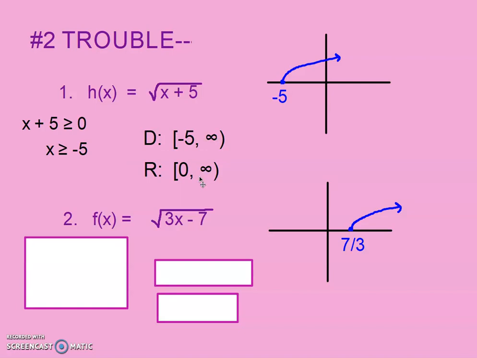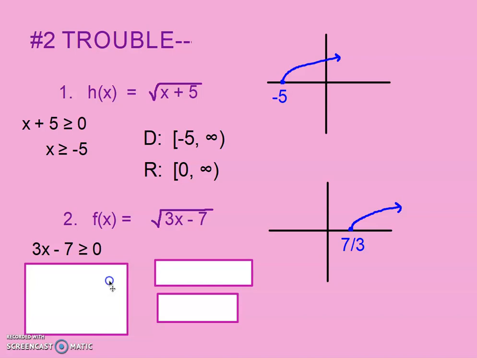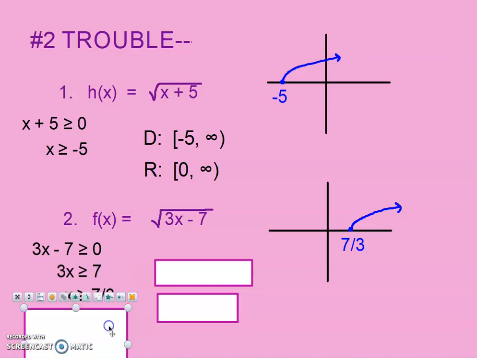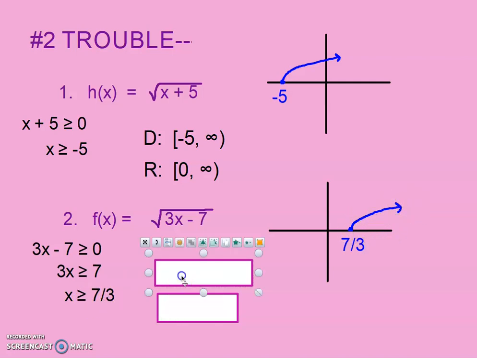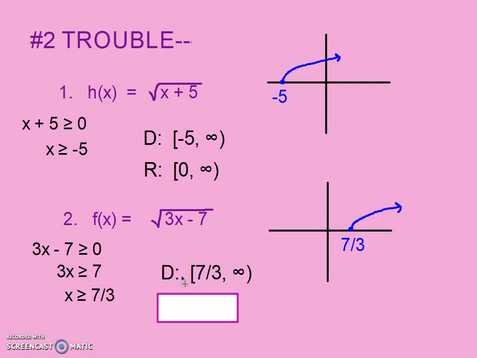Let's look at the last one. Again, we don't want the radicand, the 3x minus 7, to be a negative number. So it's going to have to be set greater than or equal to 0. Solve for x just like you normally would, and then you get x is greater than or equal to 7/3. So for our domain, we're starting at 7/3 and going off to the right forever. That gives us 7/3 to infinity, with a bracket on the 7/3.